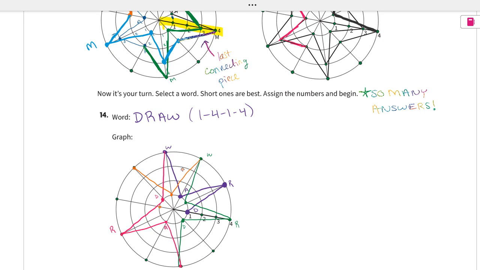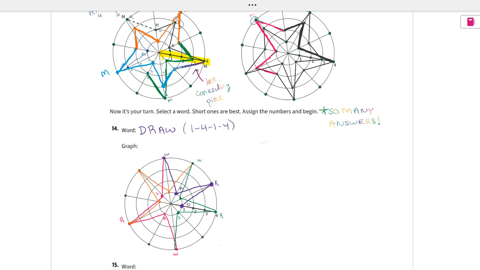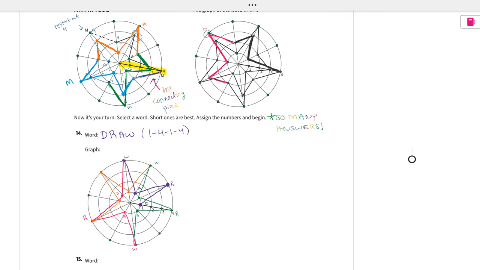Then we're back to 1 again. A. Then to R, W. So here's where we meet up again. So we have finished this segment because we finally met up with a point that was already on our graph. So this one, pretty quick one. We had to go around more than once, but not too many times.